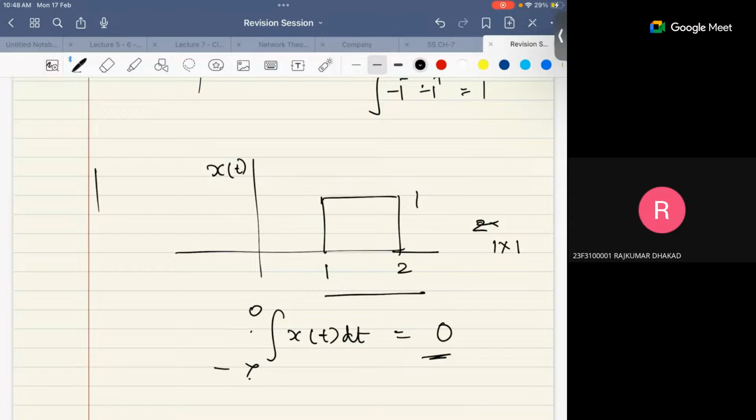Same case for the delta also. Delta is just defined at t equals 0. If the limit includes the point at which the delta is defined, if that point is coming, you integrate it and you will get the integration as 1. But if that point is not coming, then the integration will be 0. Making sense?